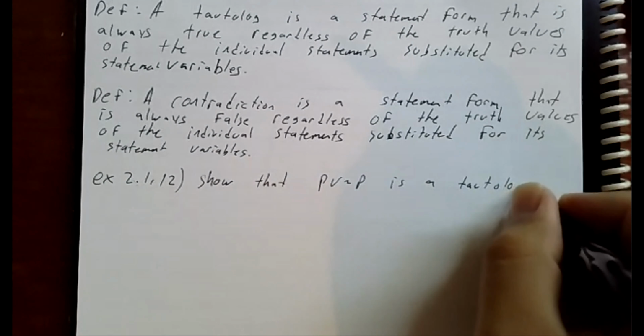So if they tell you that some statement is a tautology, then just put all T's for every possibility. If they tell you a statement P or Q is a contradiction, then you should put all F's when you're building a truth table.